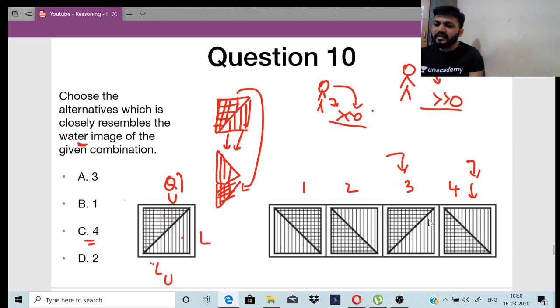Not the third one, it is not a water image. The fourth one is a water image, which is option C. Clear? Shashank and Subhajit, you both had a confusion over there, right? You were giving A as the right one.